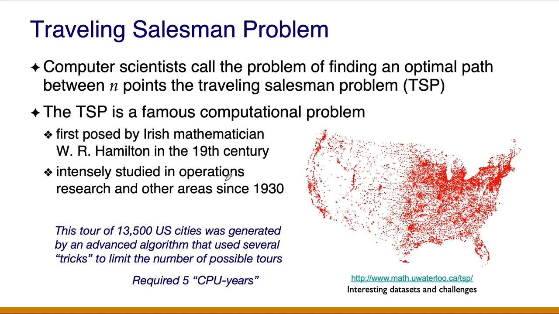So this particular problem turned out to be very important. Some people spend their whole career studying this particular problem, and this is one example. You can see that all these little dots over here, that's the United States. All the major and minor cities around the US, you have 13.5 thousand cities. And then you want to find the shortest possible distance to traverse each and every city.